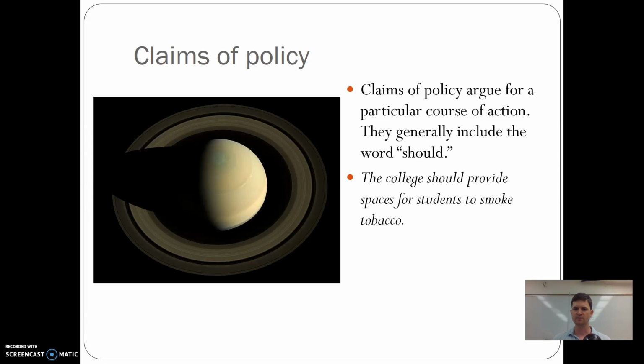So, for example, this would be a claim of policy. The college should provide spaces for students to smoke tobacco. Notice that this sentence takes the form of somebody should do something. There's a somebody form of the sentence, in this case the college, the word should, and then we've got the something that we want this group to do. Almost always, if you write a sentence in this somebody should do something format, you're going to end up with a claim of policy, and almost always something that is arguable, narrowed, and qualified.